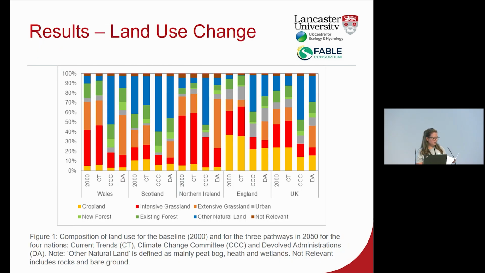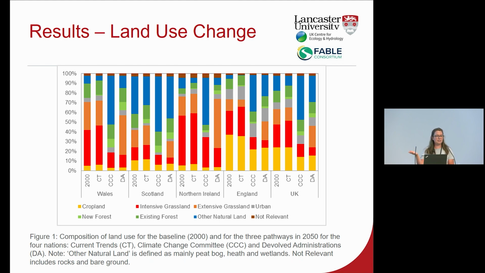So in the interest of time, as I said, I'm only going to talk about a couple of the key results. However, this slide is showing the proportion of the land use in 2050 for each of the pathways in comparison to 2000. This helps visualize what the land use will look like whilst I'm talking about the next results. For each country and each pathway, we've got the proportion of land use, so it's really clear here to see the differences in the assumptions of the pathways.